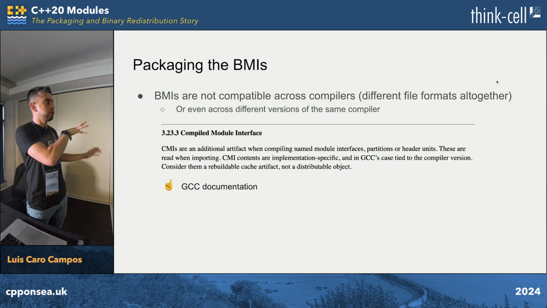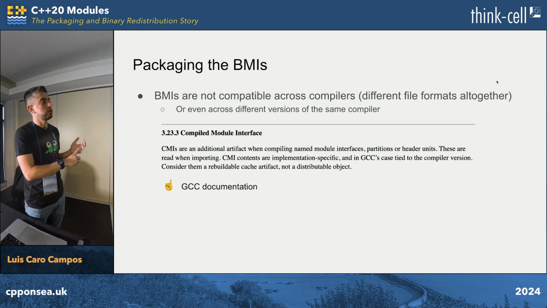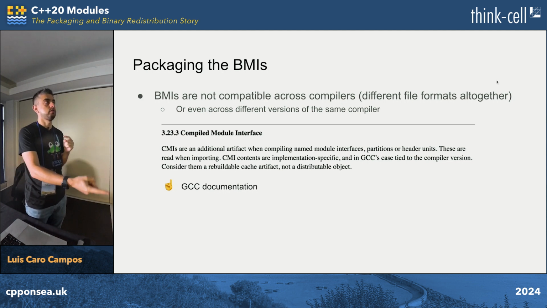The first thing, obviously a word of caution, is that the compiler documentation, specifically for both GCC and Clang, says that BMIs are not compatible across compilers because they're different file formats altogether. They may not even be compatible, and actually they're more likely not compatible across different versions of the same compiler. And additionally, Clang will tell you that even on the same version of the same compiler, they will not be compatible when using different compiler flags, right? So this is something to keep in mind.